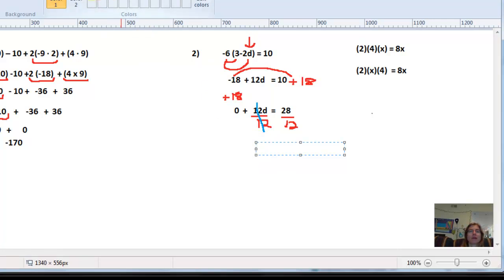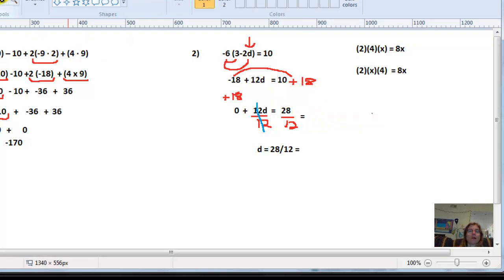And let's type that in. D equals 28 over 12, which can be reduced. You can reduce that to, and we'll do it up here, 28 can be divided by 4, and so can 12. So we'll divide by 4 for both the numerator and the denominator, and that will give us 7/3, which is 2 1/3.